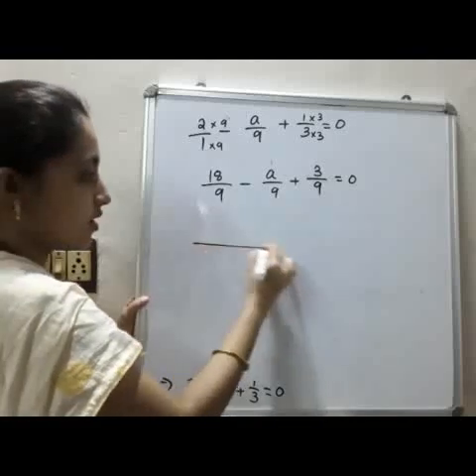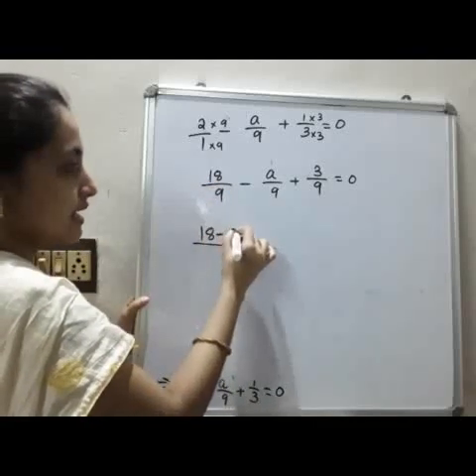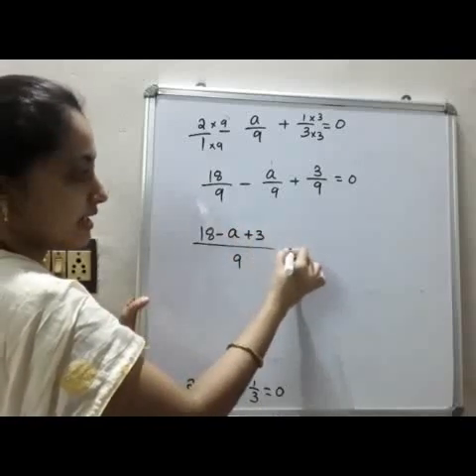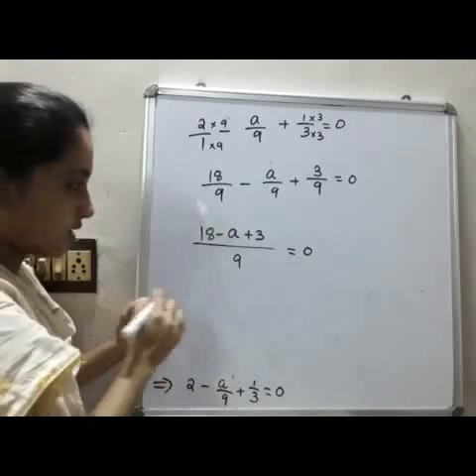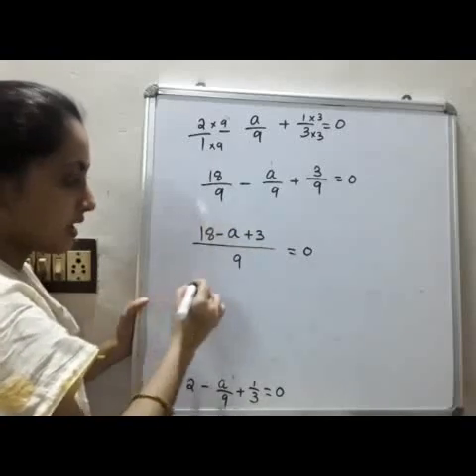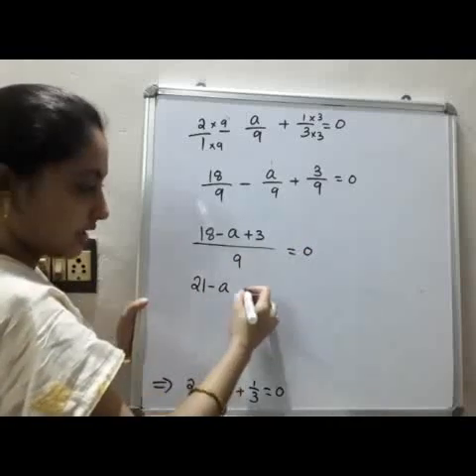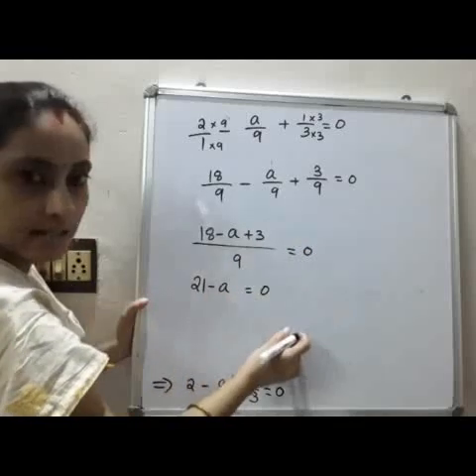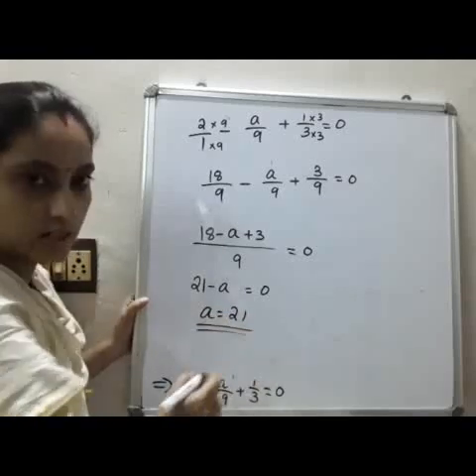Denominator is same, so all divided by 9. Then 18 minus a plus 3 is equal to 0. Okay, when 9 moves to this side it becomes 0 itself. So 18 plus 3, what is it? 21 minus a is equal to 0. So minus a moves to this side and becomes a. So the value of a is equal to 21.